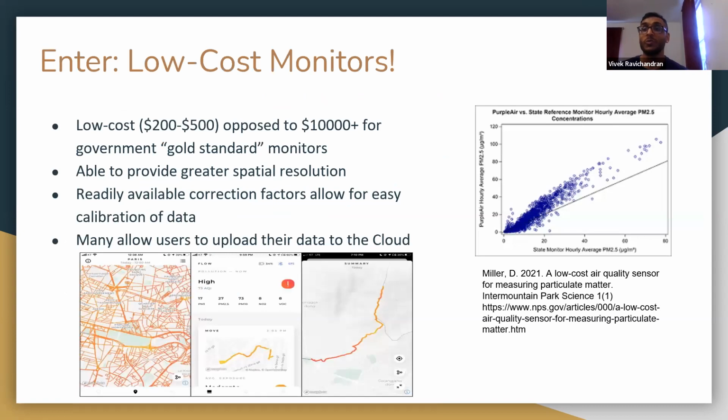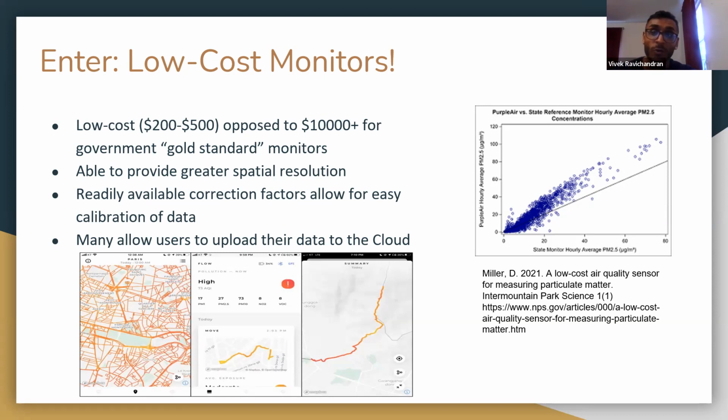So I wanted to propose the idea of low-cost monitors, and these are relatively low cost, so about $200 to $500 depending on the monitor, but this is significantly cheaper than the price of government monitors, which can cost upwards of $10,000. And various studies have shown that there is a strong correlation between low-cost monitors and the state-of-the-art government monitors. And this picture to the right, to basically summarize, it does show a strong correlation between the two readings.